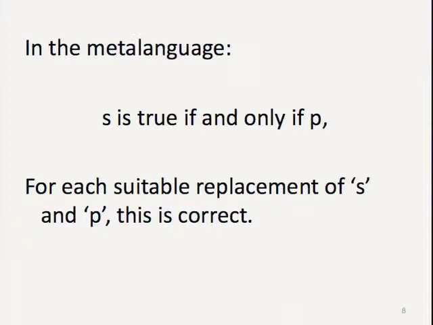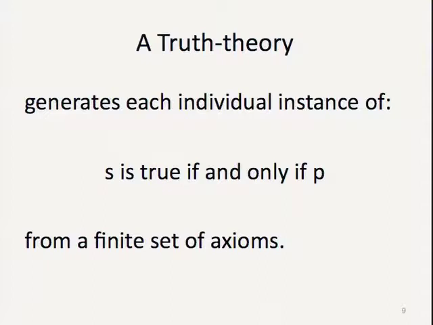So this is really standing in for an infinite list of SP pairings. So a truth theory is going to be when you have a finite set, just a short list of axioms from which you can derive these SP pairings for every sentence of your object language. Okay? That all right? There's no more to this than meets the eye. I'm just telling you what that is, right?